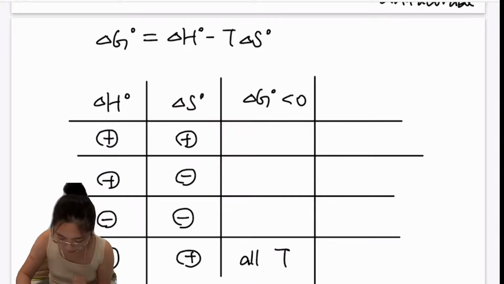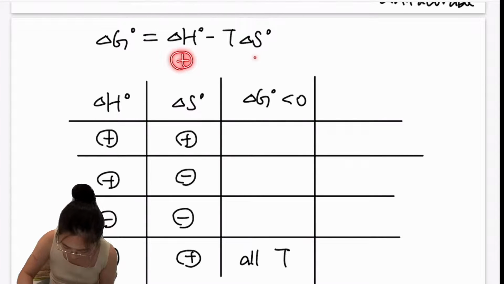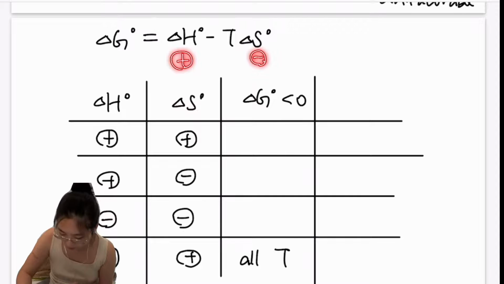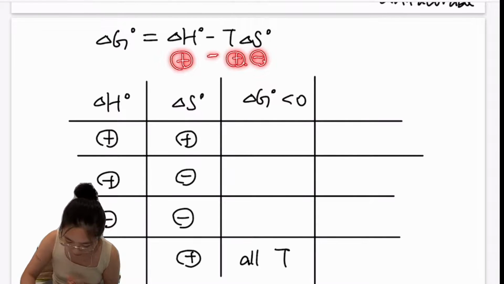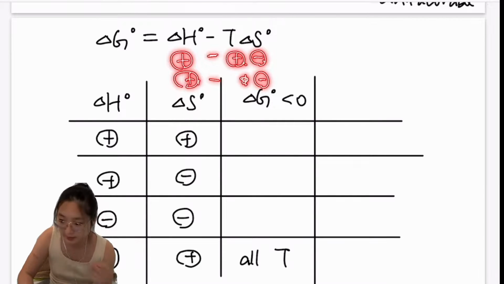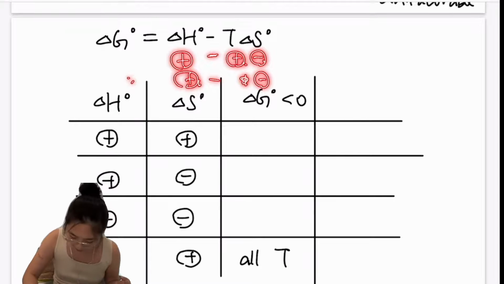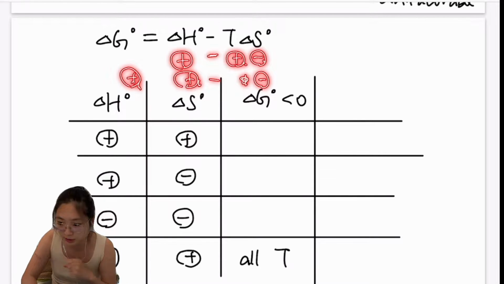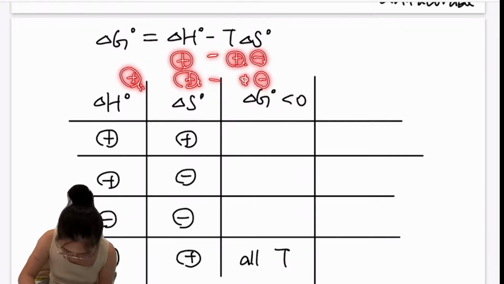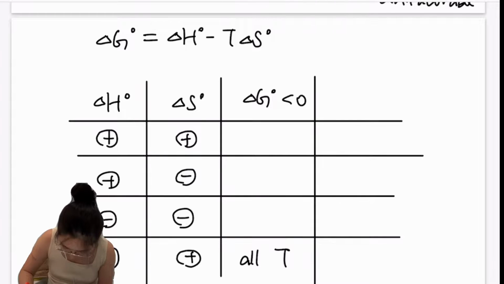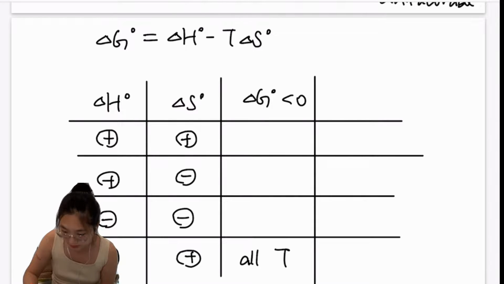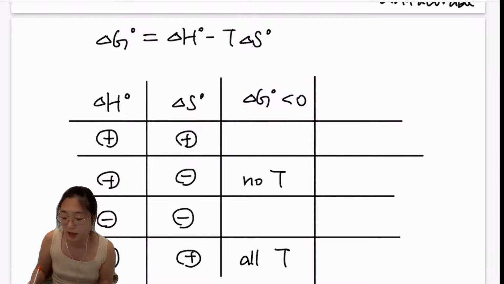Or the other way around. When the enthalpy change is positive and then the entropy change is negative. Remember, the temperature is measured in Kelvin, that's always positive. So you are subtracting a negative value from a positive value. Positive minus a negative value, the difference is always positive. It doesn't matter what temperature it is. So again, if the entropy is negative and enthalpy is positive, then at any temperature, delta G is greater than 0. So there is no temperature which makes this process spontaneous.